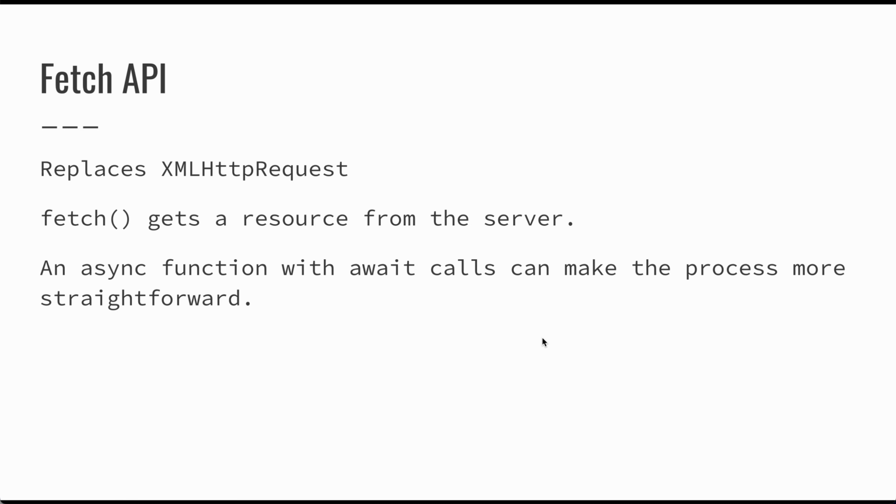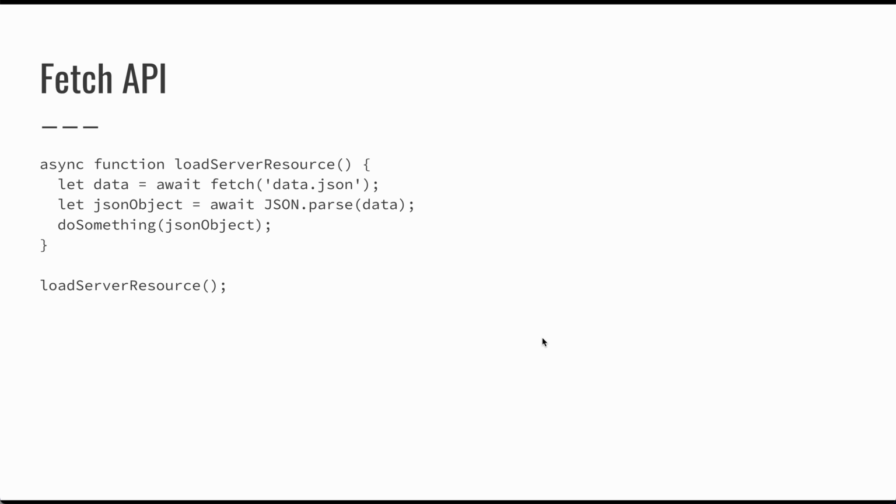So basically, fetch is going to retrieve some resource from the server. We're going to call fetch, and we're going to be using async functions and await calls to make this a little bit more straightforward and a little bit more readable in our code. So here's a little example.